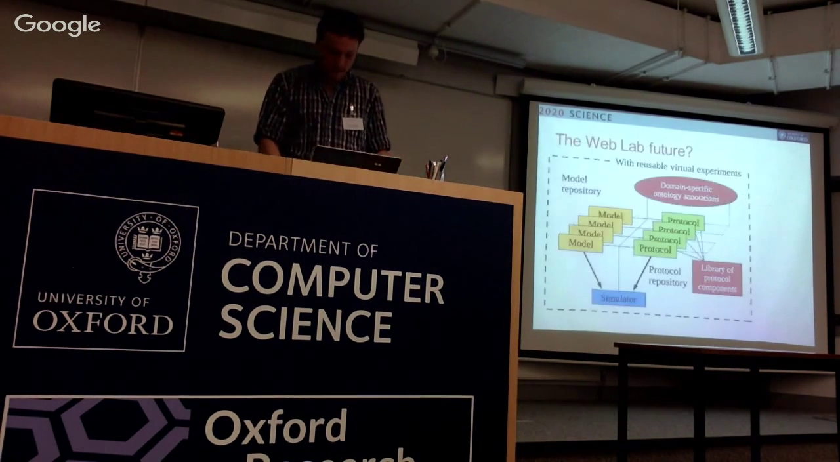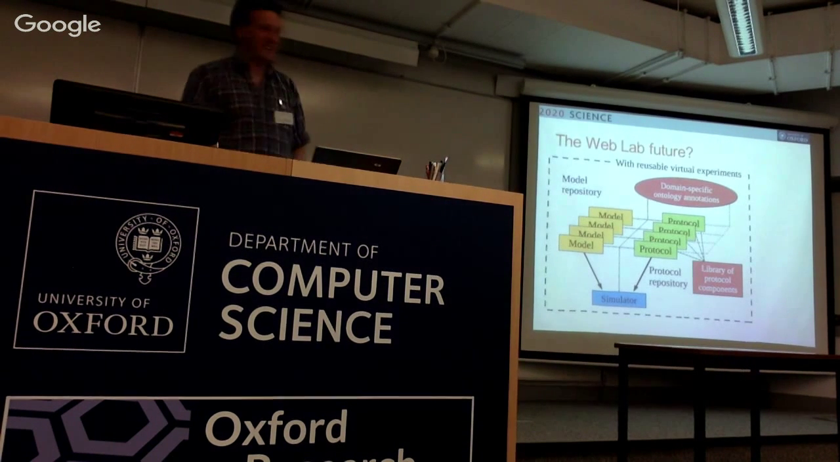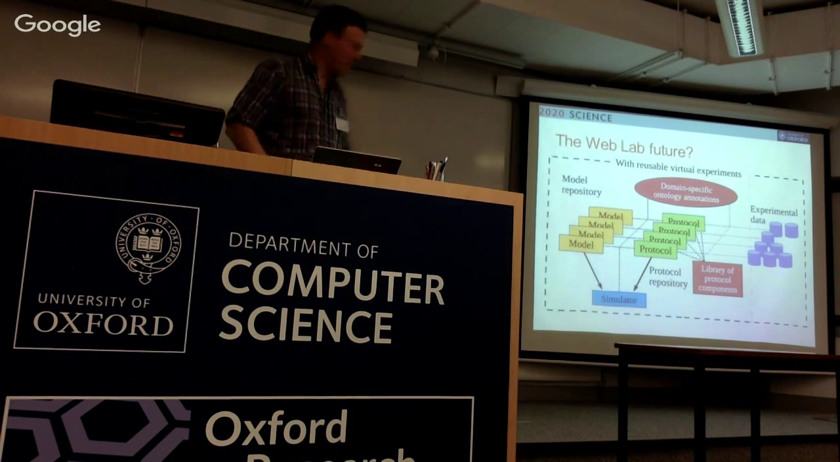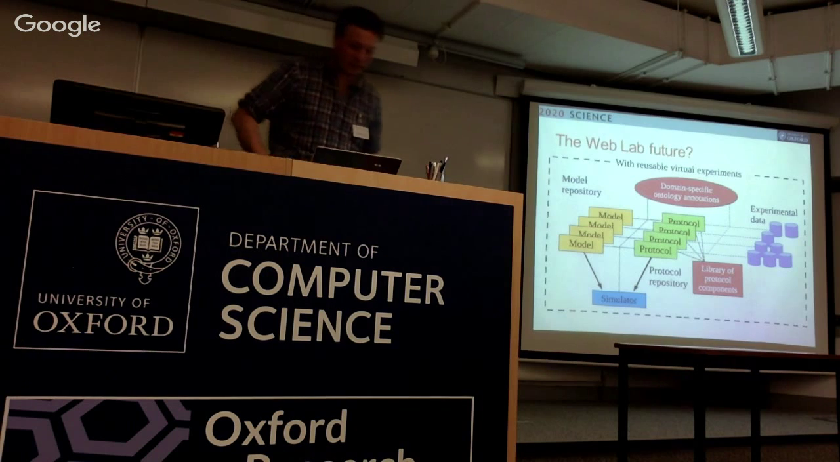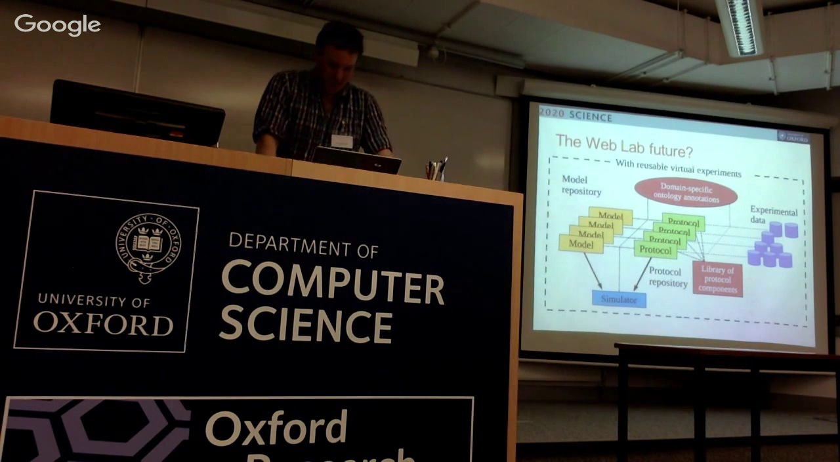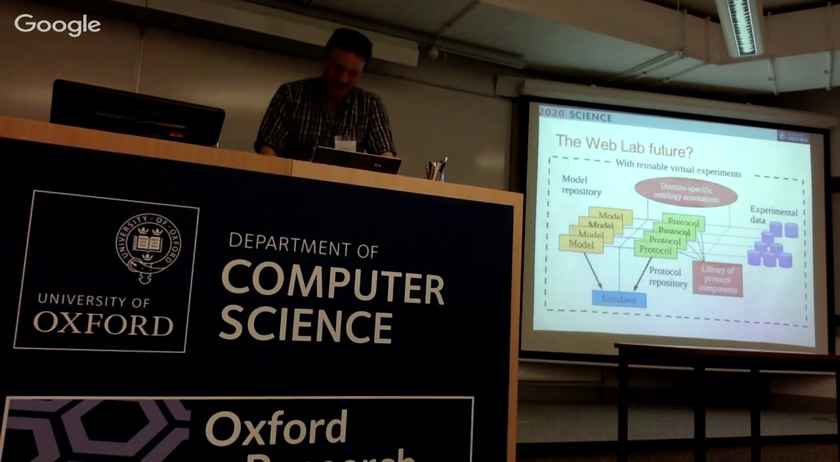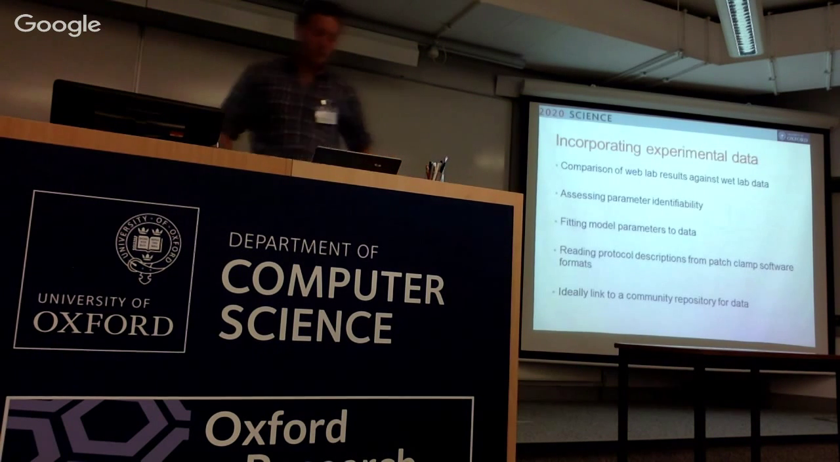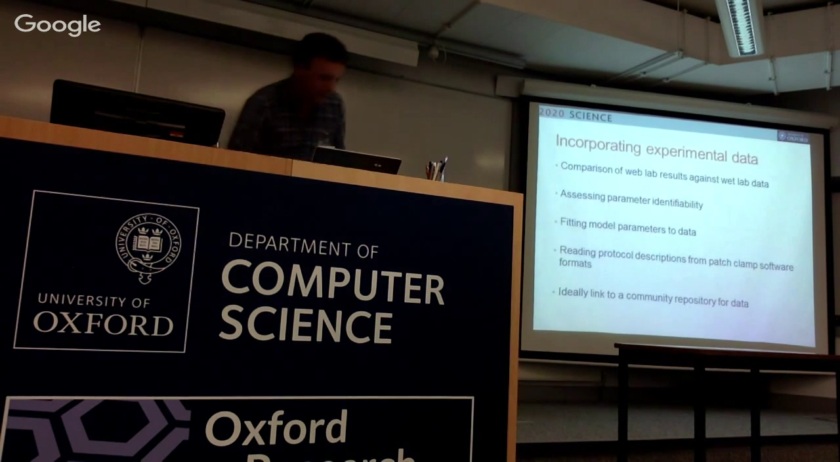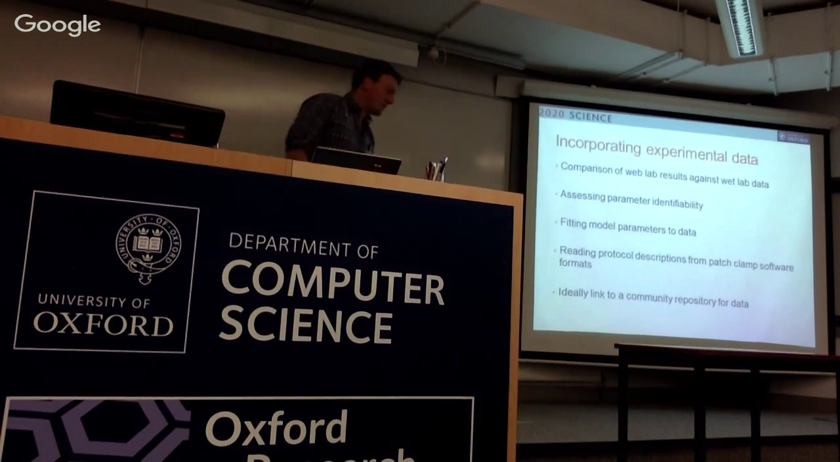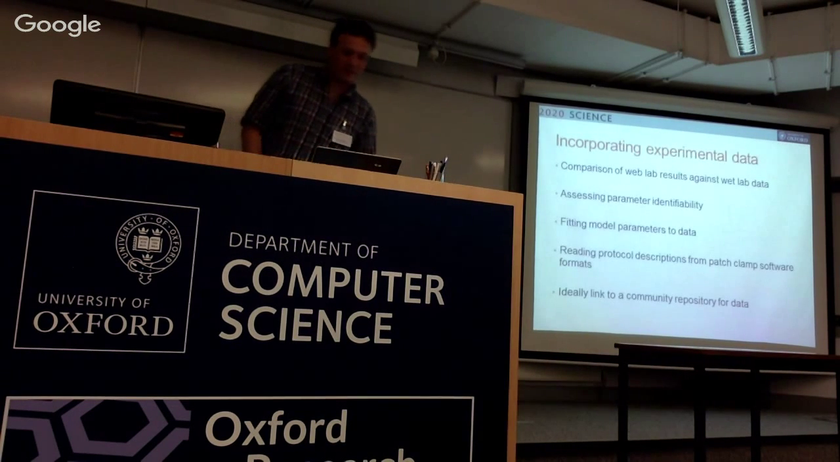Okay, so this was the picture we showed you yesterday, right at the beginning. We talked about how the big missing thing from that picture is the experimental data. You really want to link a protocol to some data, and if we've designed this system correctly, that should almost be a one-to-one mapping without too much messing around. So what would that enable? The first thing is comparing the web lab results, instead of just against each other from different models, actually against some real life results.